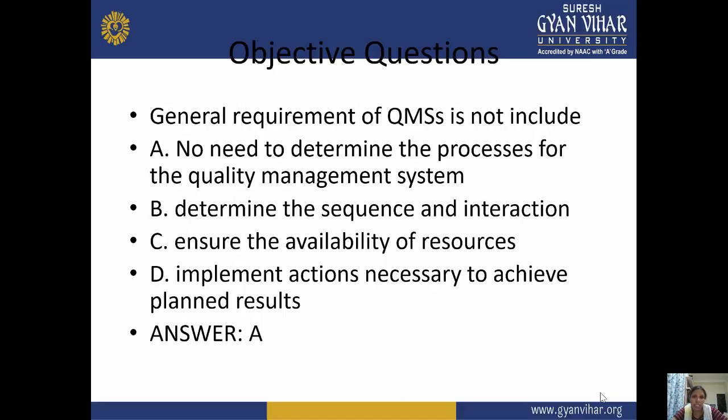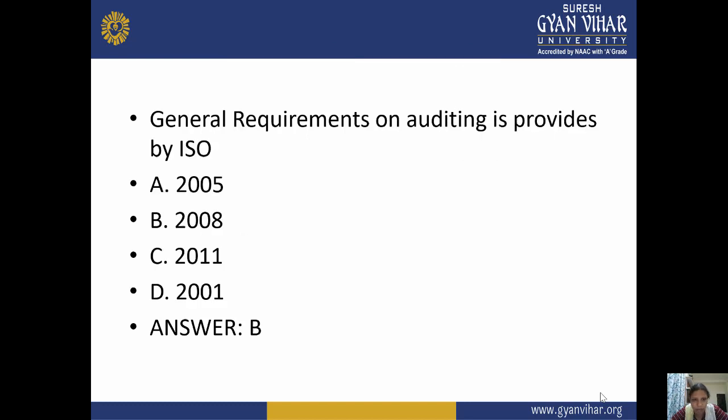Now we have already discussed some objective questions. I'm just revising them. General requirements of QMS is not included. No need to determine the process for the quality management system. This is the correct answer. Other answers which are not correct are determine the sequence and interaction, ensure the availability of resources, implement actions necessary to achieve the planned results.